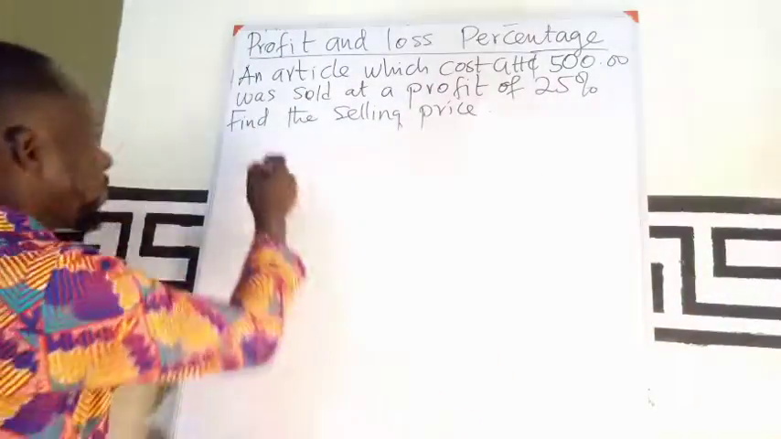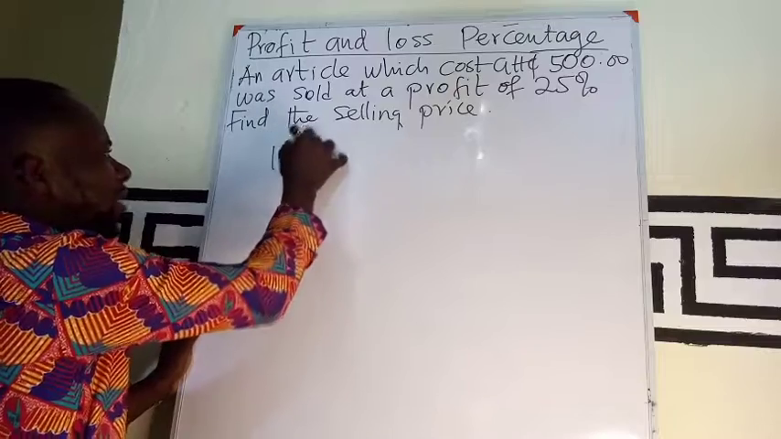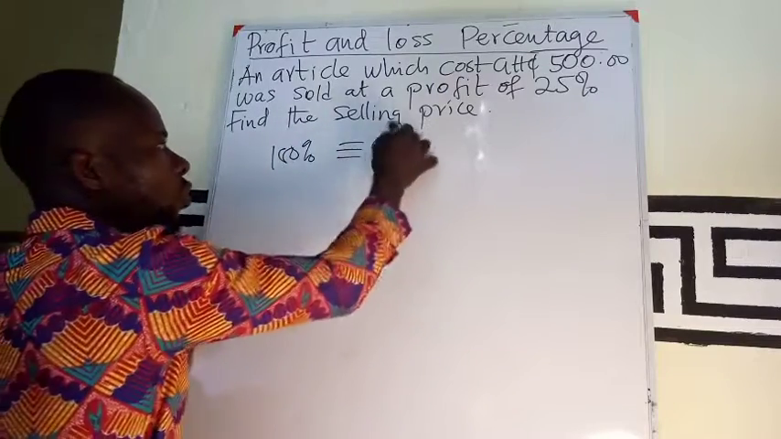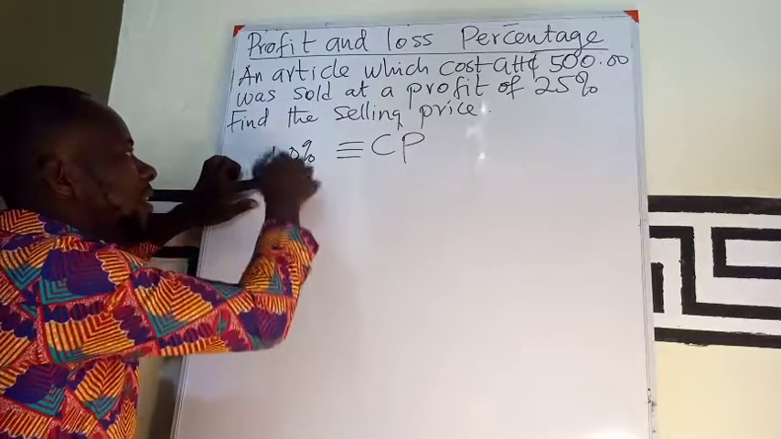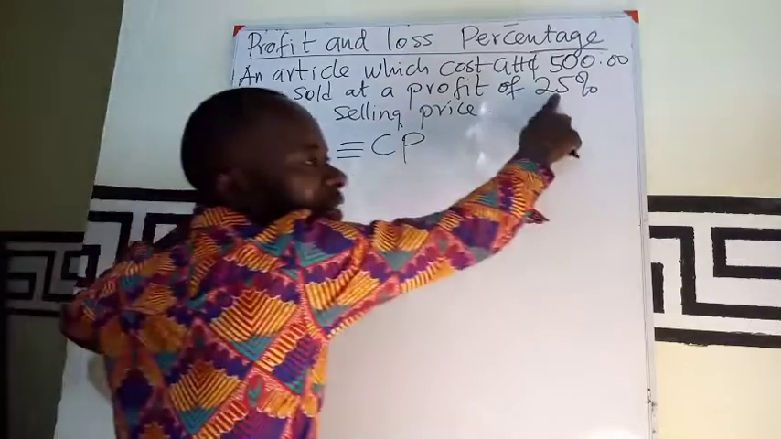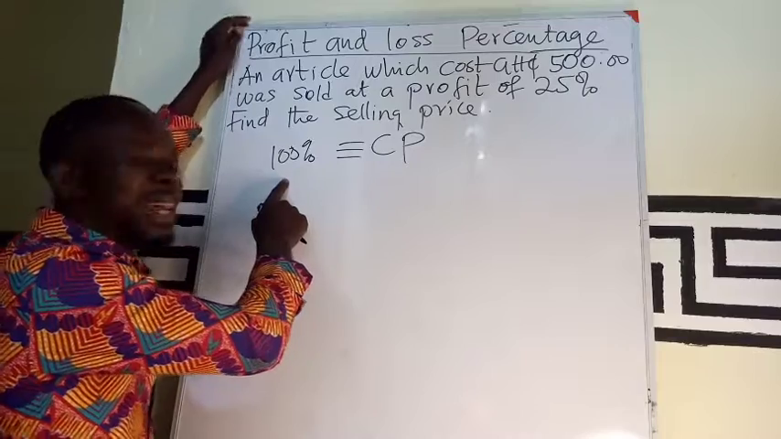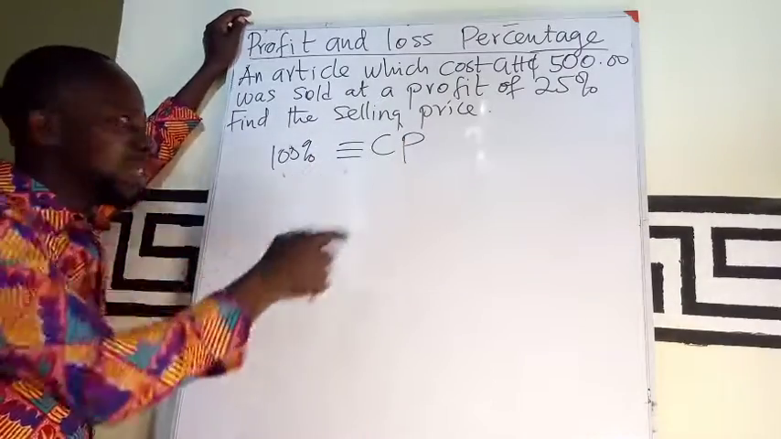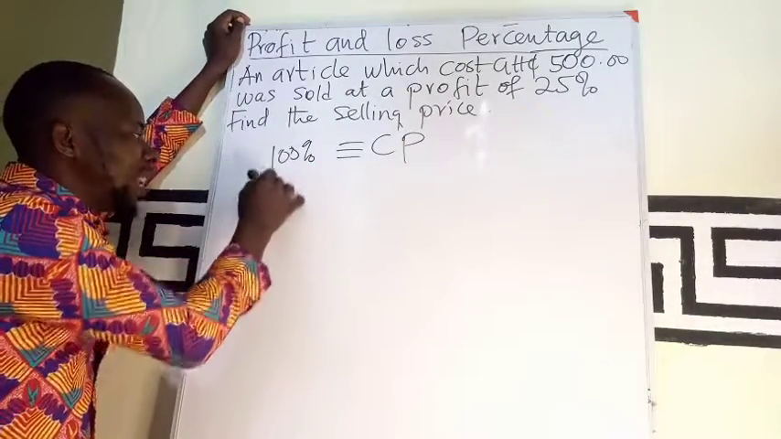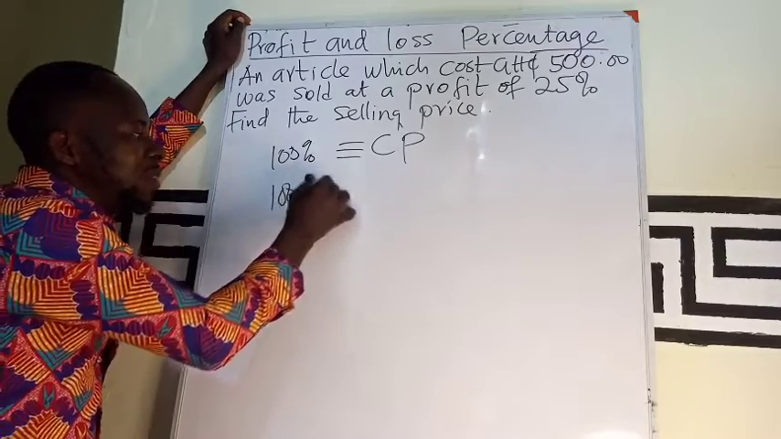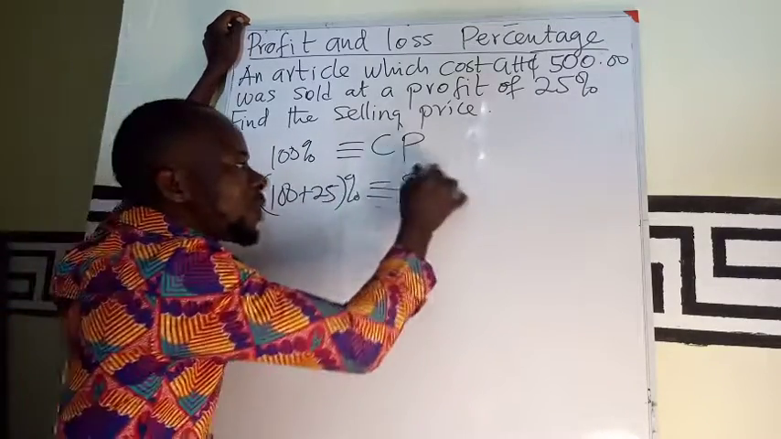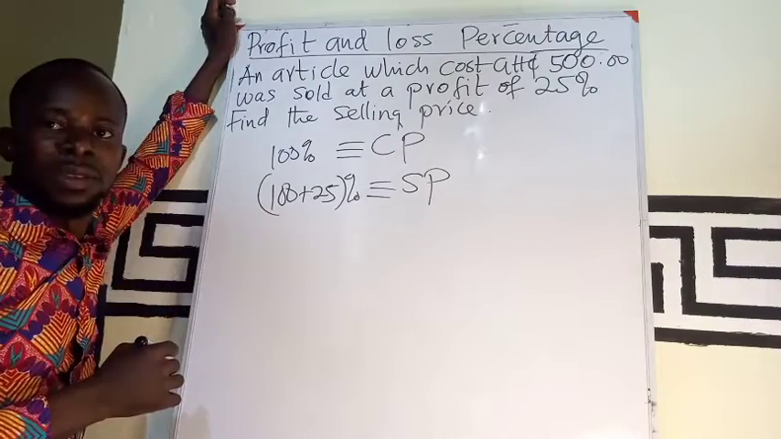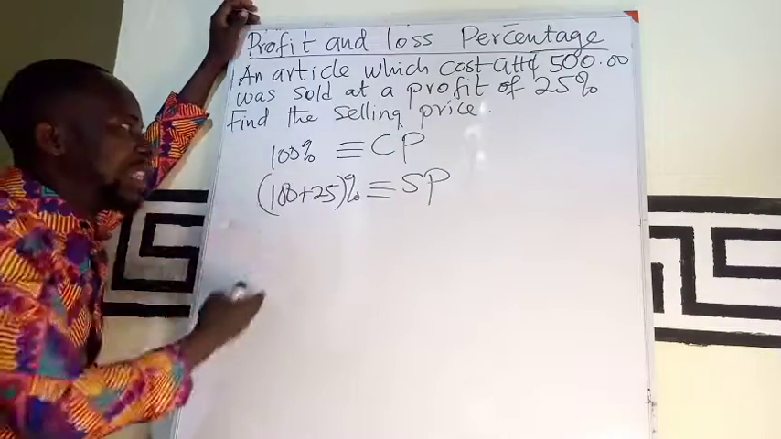So let's say 100% is equivalent to cost price. Then the profit I am making, which is 25%, this is a percentage. I am making a profit of 25% on this. It means that 100 plus 25% is also equivalent to what? Selling price. So this is what I have. So we can use this as a ratio.